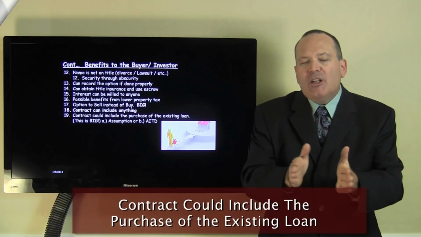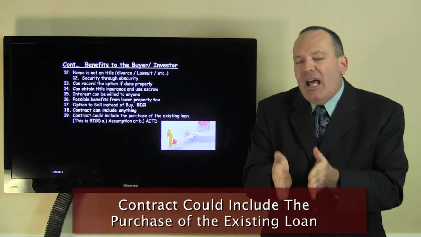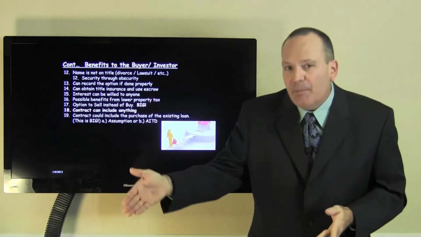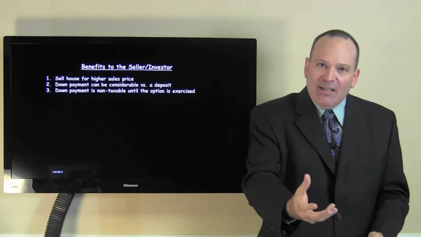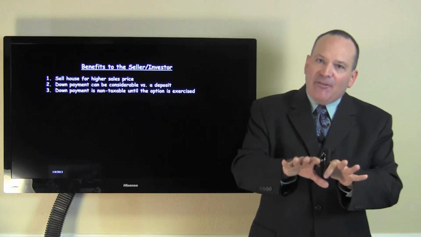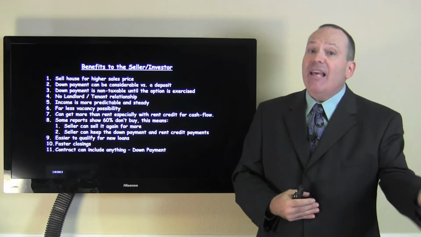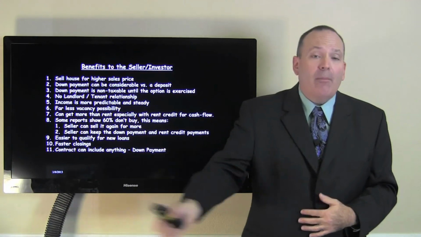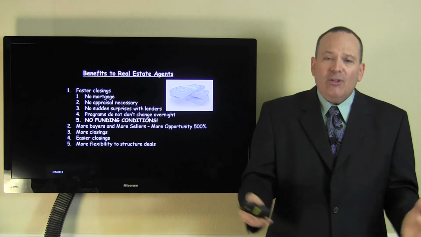A lease option contract could include the purchase of the underlying loan either through an assumption or through an all-inclusive trust deed. Today in the real estate industry, whether you're an investor or an agent, you need to understand that you have to know a little bit about everything. And you'll be able to put together a deal that solves the seller's problem, solves the buyer's problem like no one else can. Once you do 1 or 2 or 3, you will be an expert, more so than most people in the country.